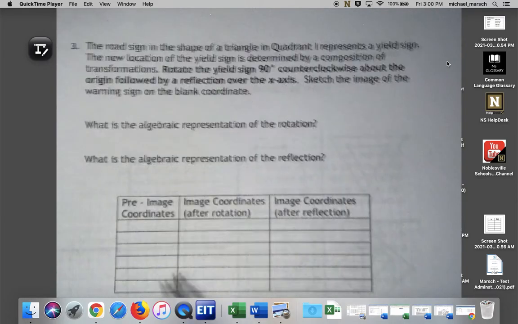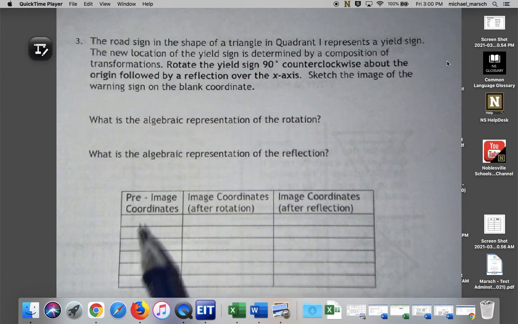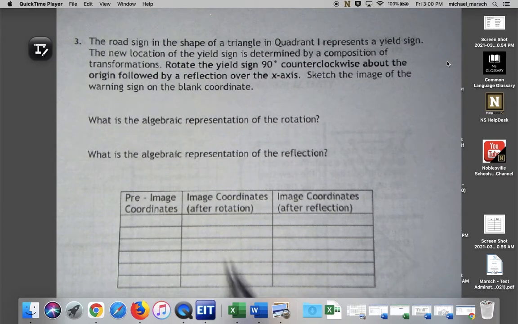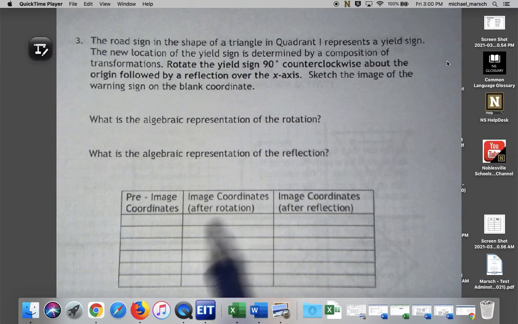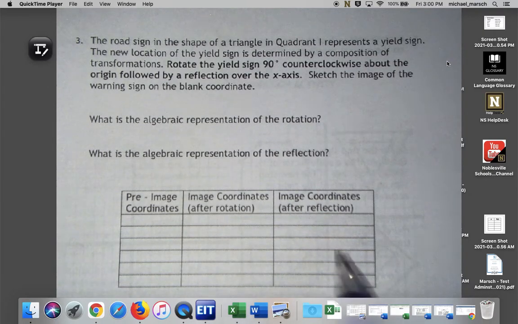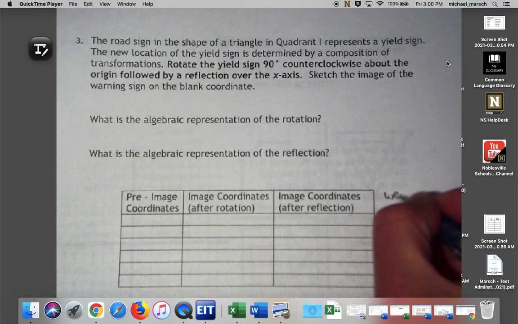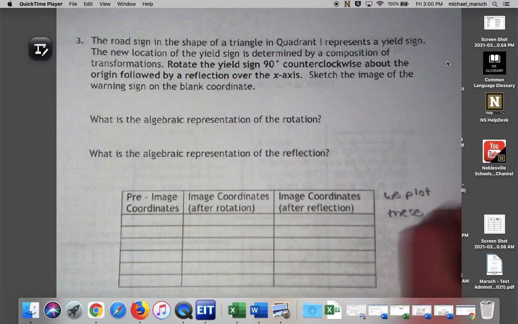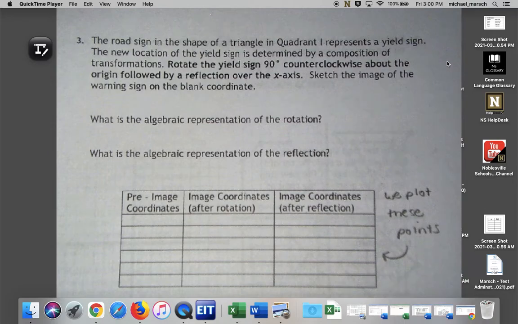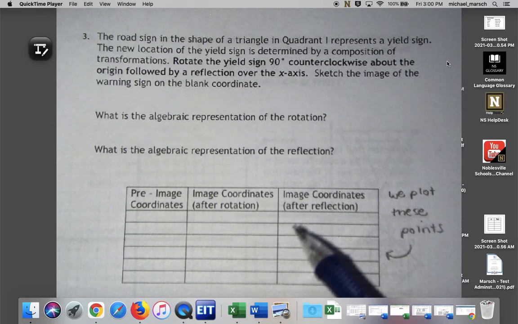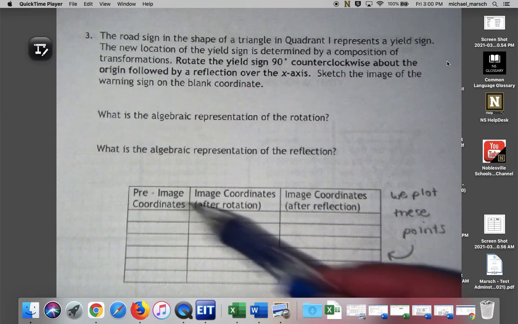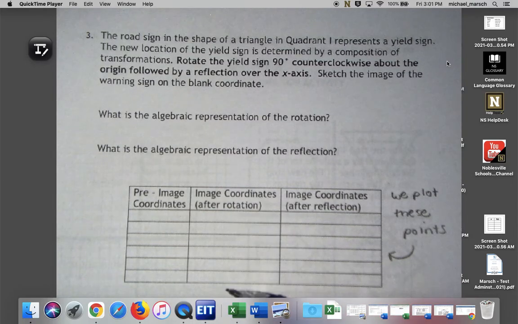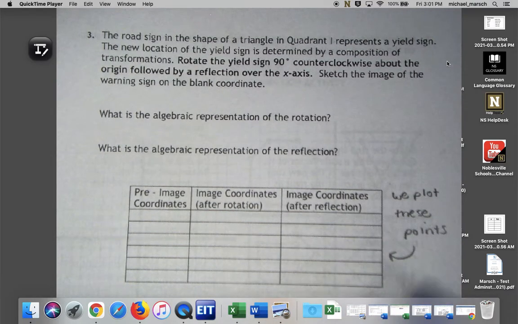So the reason that this table has 3 columns is because we'll have our pre-image, then our image after a rotation. The image becomes our new pre-image, and then we only plot the third column points. We're not going to plot after our first transformation. We're going to take our pre-image, transform, and then we plot these.